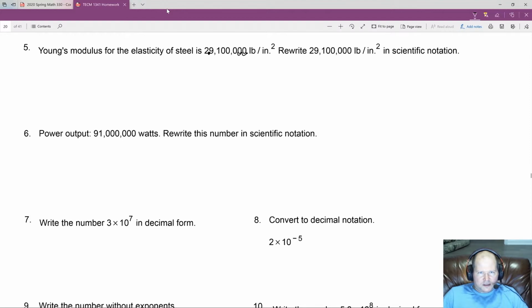We're going to move it over 1, 2, 3, 4, 5, 6, 7 places. So we end up with a 2.9 times 10. And we had to move it over 7 places. And 29,100,000 is much larger than 1. It's a large number. So that 1, 2, 3, 4, 5, 6, 7 is going to be a positive 7. So we can rewrite it as 2.9 times 10 to the 7th power, and that's equivalent.